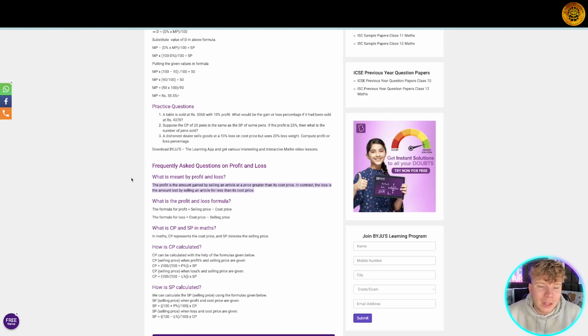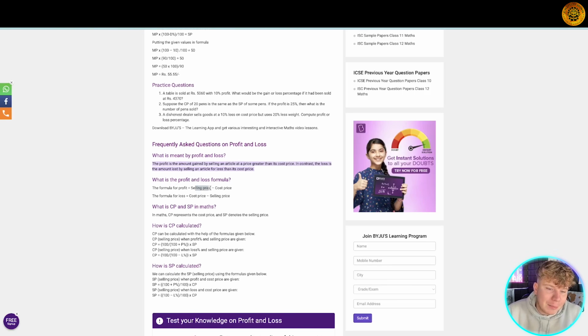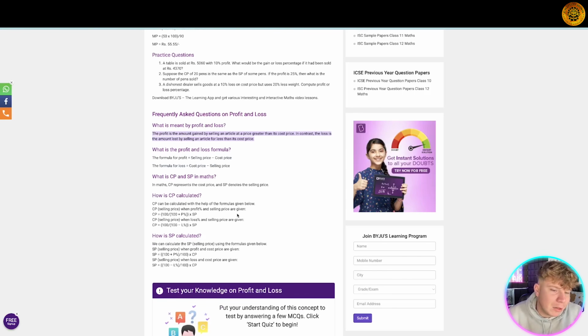All right, now when we go into the losses, the profit is the amount gained by selling an article for a price greater than the cost price. In contrast, the loss is the amount lost by selling an article for less than its cost price. So if a coin is worth a certain amount and you sell it for less, you're actually losing. Just like if you buy an NFT, if you sell that NFT for less than you bought it for, you will be in a loss. All right, now the formula for profit is selling price minus cost price. The formula for loss is cost price minus sell price. Always going to be on the minus.